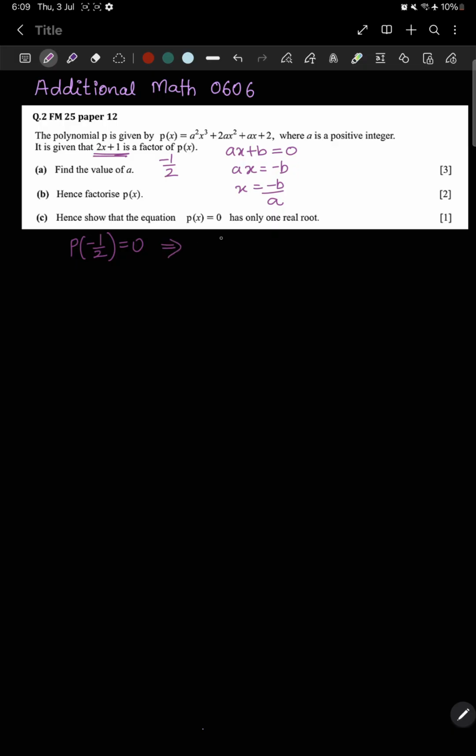Let's use that in the given equation. We get a squared times minus half cubed, that gives me minus 1 over 8, plus 2 times a times minus half squared is 1/4, plus a times minus half plus 2, and equate it to 0. That gives us minus a squared over 8 plus 2. And 2 and 4 give me 2. a over 2 minus a over 2 get cancelled with each other and I only get directly the term 2.